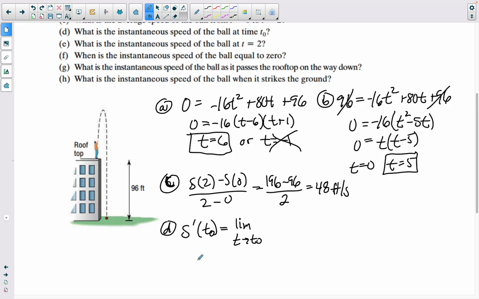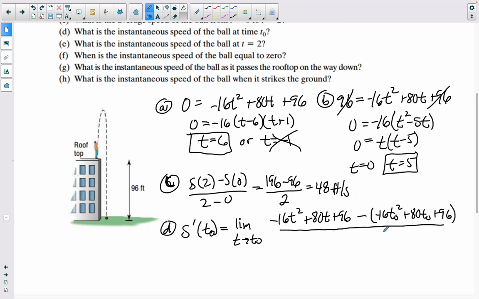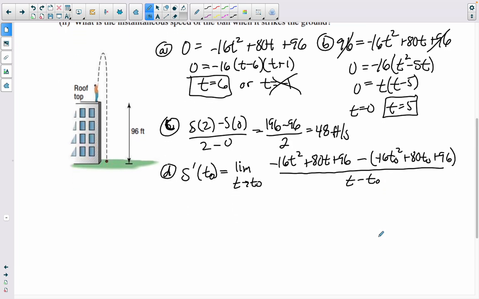All right, and so if we plug that in, this is going to be given by negative 16t squared plus 80t plus 96. So this is s of t minus s of t naught, which is negative 16t naught squared plus 80t naught plus 96, all over t minus t naught. All right, so now you have to algebraically manipulate that.